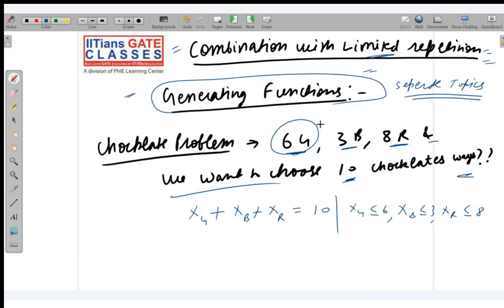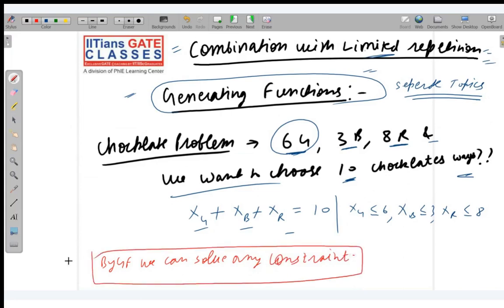Now, lower constraint, there is no lower constraint, because minimum 0 we can select, no problem. I have not told you that at least one green chocolate should be selected, at least one blue chocolate should be selected, and so on. And I can apply those constraints also, no problem at all. By generating function I can solve any constraint. So by GF, let me write it. By GF we can solve any constraint.